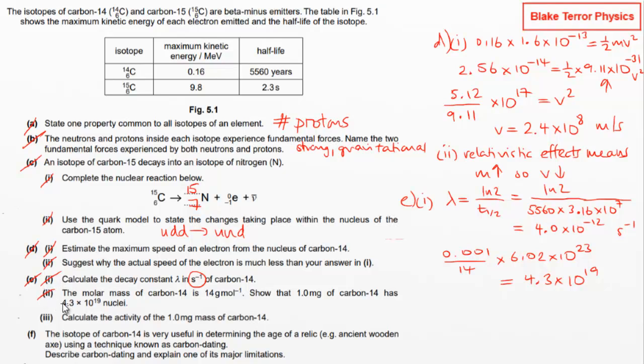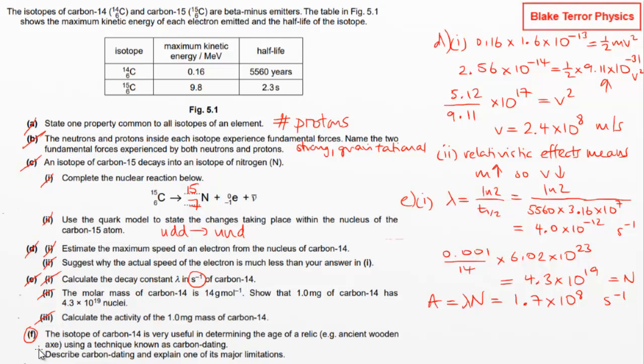That's good. Calculate the activity of 1 milligram mass of carbon-14. Our activity is just multiplying these two things together. We've got our activity is the decay constant multiplied by the number of nuclei, which is this thing that we just calculated. Tapping those in, we're getting 1.7 times 10 to the 8 per second, so decays per second.